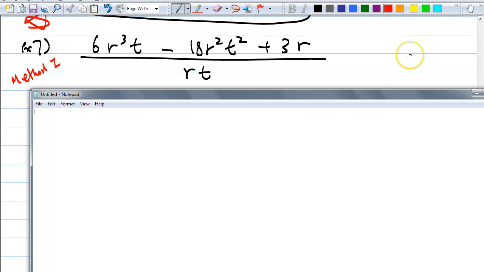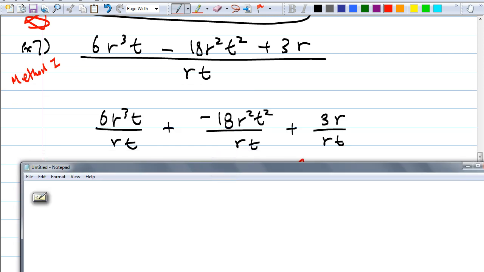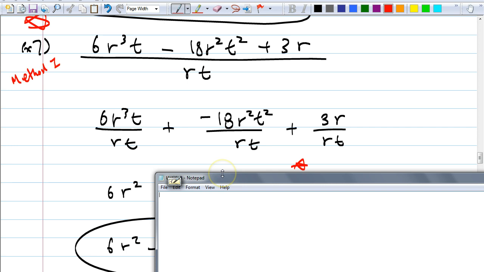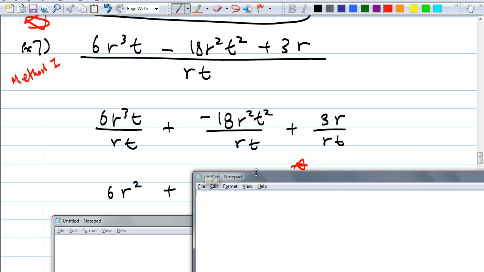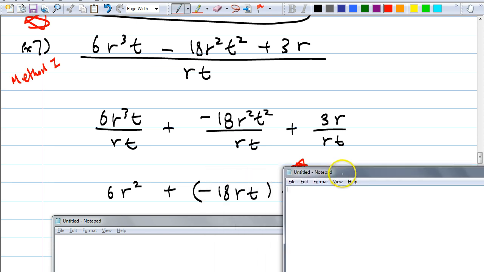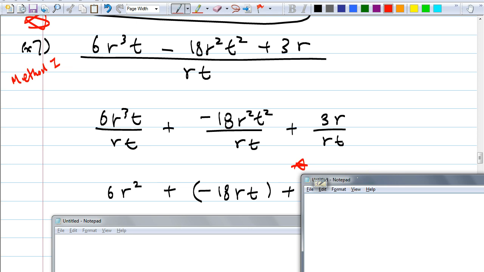Go ahead. All right, so I put a star on this one. It's a little bit different than the other one, not that bad. So how many people got this? 6r cubed t over rt, minus, I changed it to addition, okay? Negative 18r squared t squared over rt, plus 3r over rt. First term, Claire, what do I get when I simplify? 6r squared. You got it. Second term, plus, what does that become? Negative 18rt. Correct.